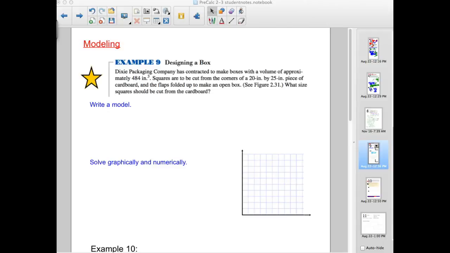Okay, this is the last of our notes for section 2.3 for pre-calc. You will need a graphing calculator for these examples, so go ahead and get that out and be ready to pause the video when I ask you to stop and try something on your calculator.